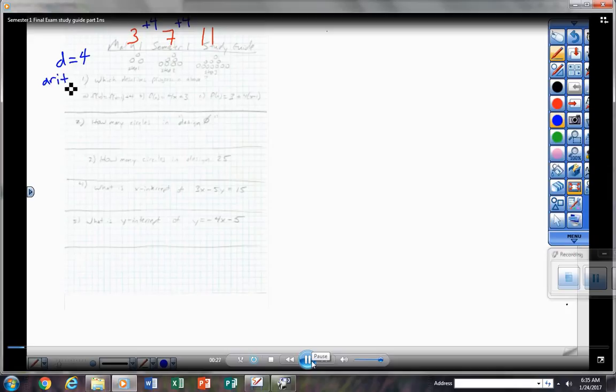I need you to make a slight change on your study guide here. Instead of this being +4, I need you to change that to +3 right there. So again, this is asking which of these 3 choices shows this progression above.